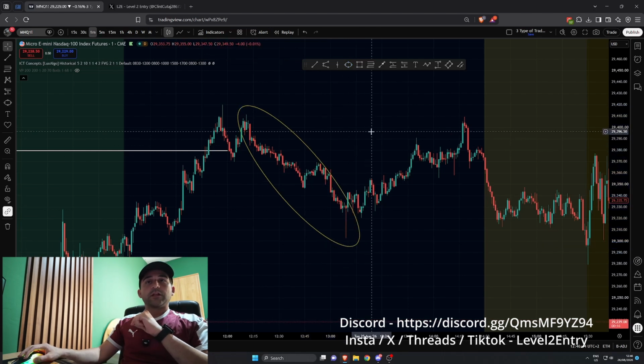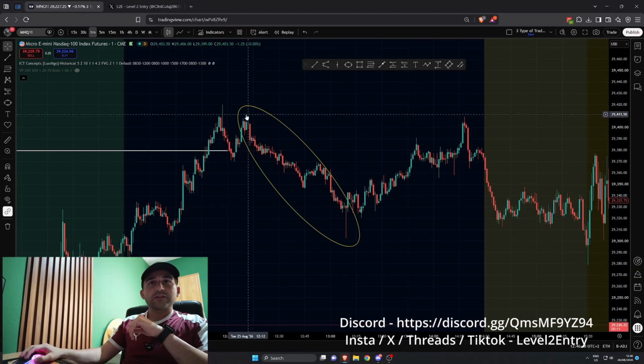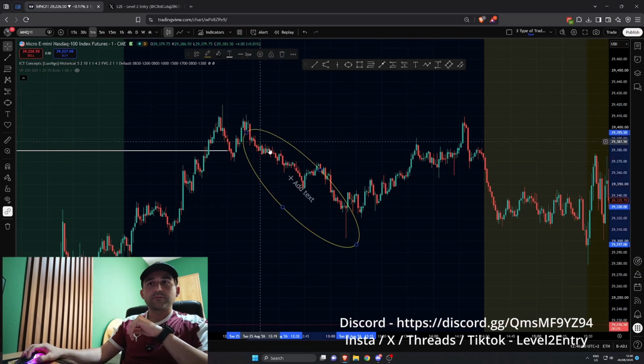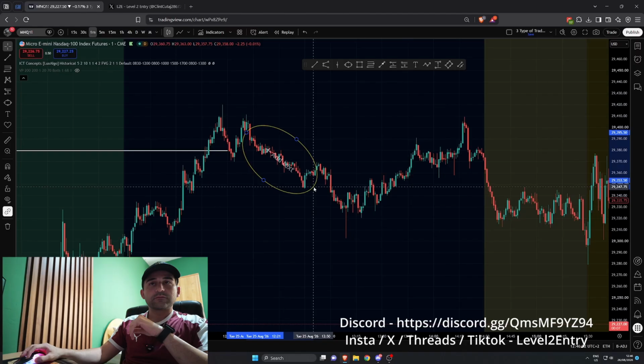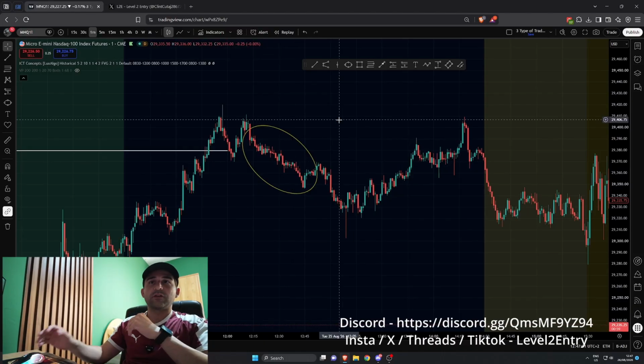Now you need to take note of this price action movement here. Why? Because this price action movement here, which is like a zigzag, is just noise. It is there to trap you, so you take a trade and eventually you will get stopped out.